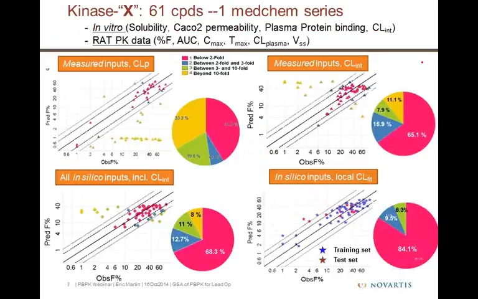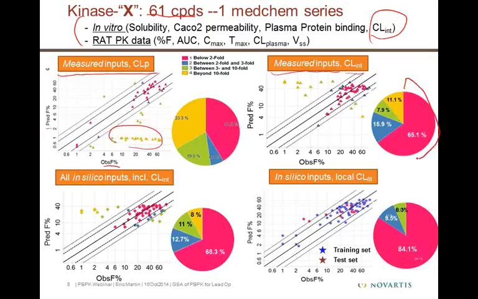We then tried another example. This was an internal data set of 61 kinase inhibitors from a single Medchem series, for which we had quite a bit of in vitro and PK data. We first ran the simulations using as many of the measured inputs as were available, plus the experimental plasma clearance. And when we looked at the plot of observed versus predicted bioavailability, again, we found that a number of compounds were underpredicted. But in this case, we did have measured in vitro intrinsic clearance. And when we used as many measured input properties as possible, including the intrinsic clearance, then we found that right out of the box, we got pretty good results.